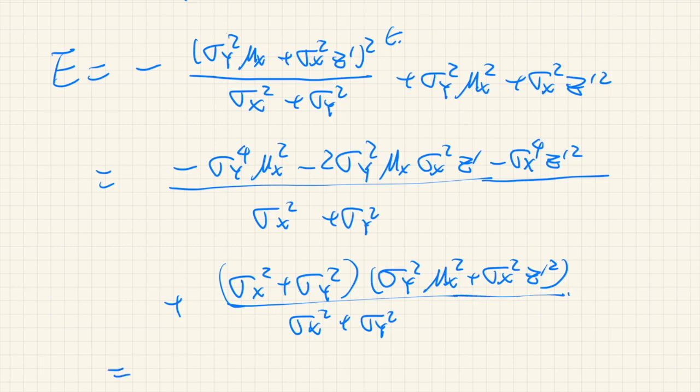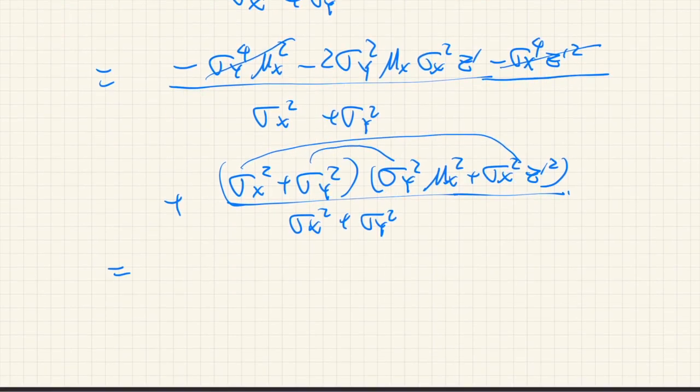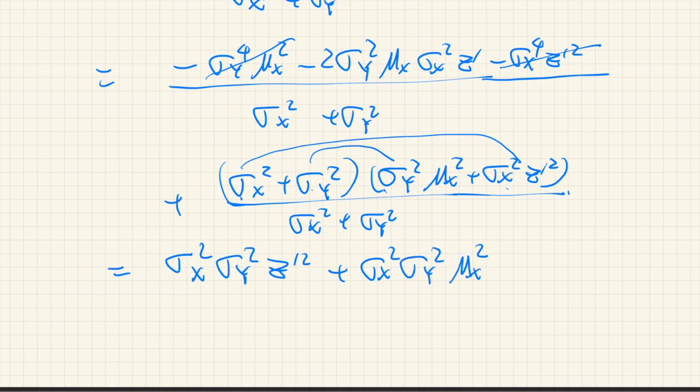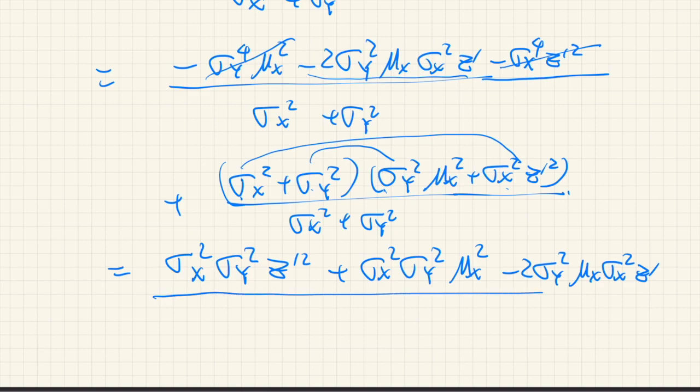And let's expand this. So if we expand, this times this will cancel this one, and this times this will cancel this one. So what's left is this times this, so sigma x squared, sigma y squared, z prime squared, and this times this, that's sigma x squared, sigma y squared, mu x squared. And this term, 2 sigma y squared mu x sigma x squared z prime over this.